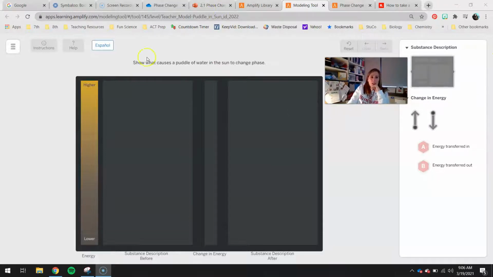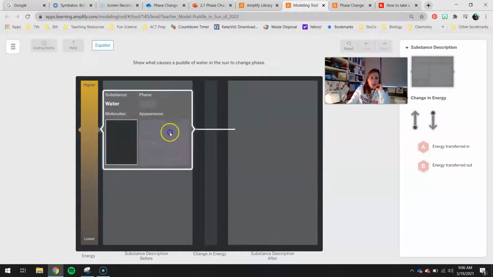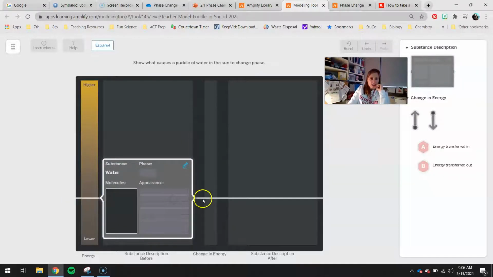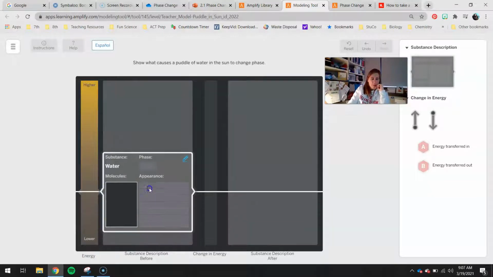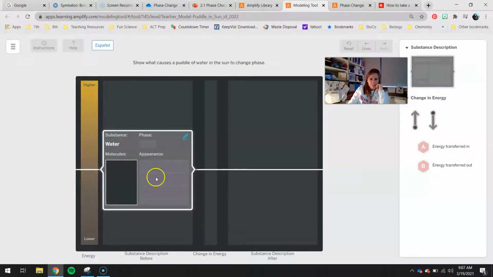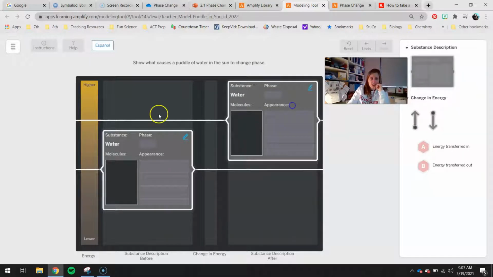All right, so what we're going to do with this modeling tool is model this phase change of water in a puddle evaporating into the air. We're starting out as a liquid. Notice how I can drag these. This little line shows us where we're at in our energy. Water is about midway up in our energy. Then it's going to change phase to a gas, and the gas, because of the energy it absorbs from the sun, has a little higher energy than the liquid.